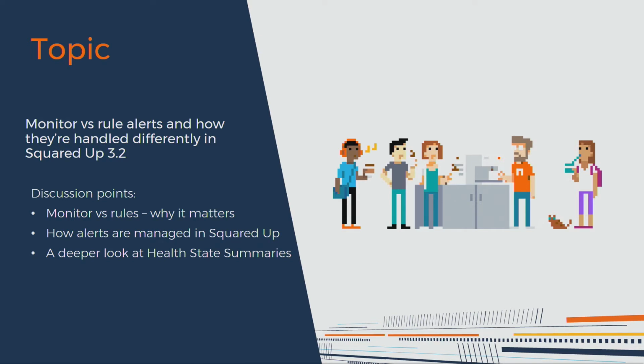Then we're going to look at how we actually work with alerts in Squared Up, specifically around a couple of different features to do with closing and resetting alerts. And then finally, we're going to look at health state summaries, which is a new feature in 3.2, trying to answer that classic problem of something is red, what's the actual problem here, what's the cause of that?